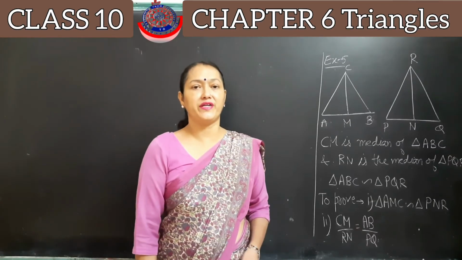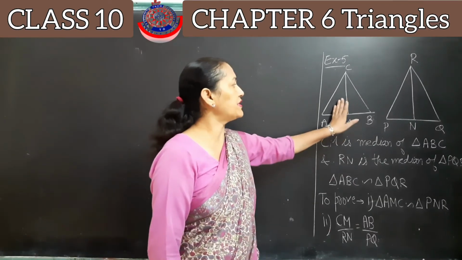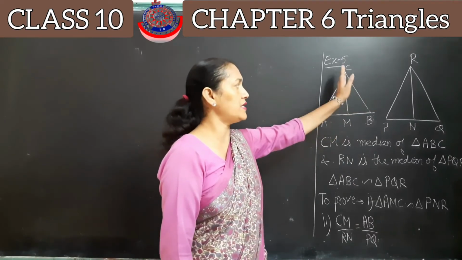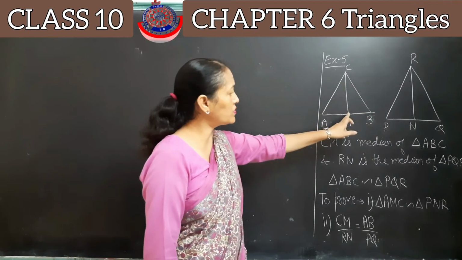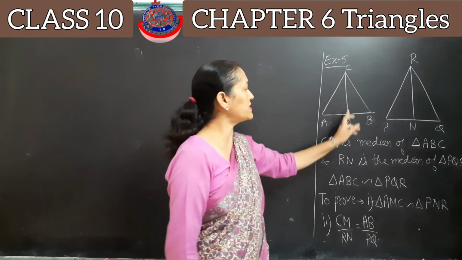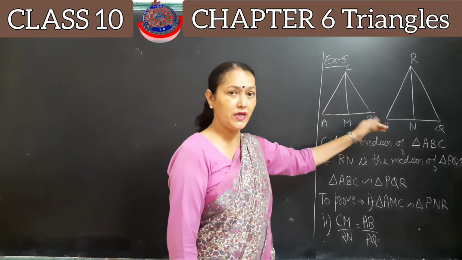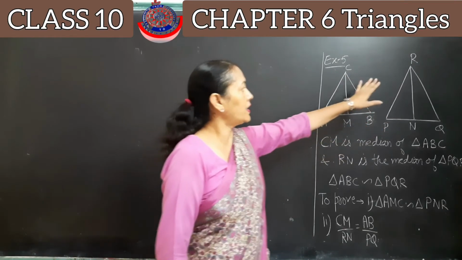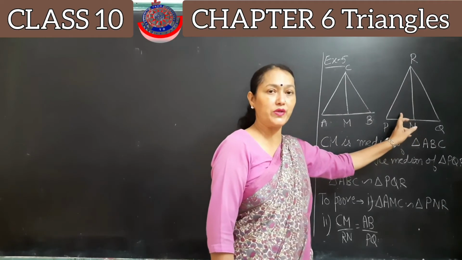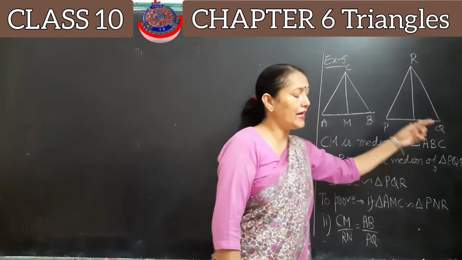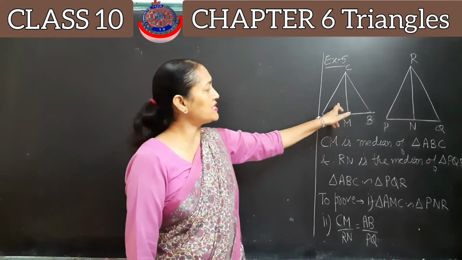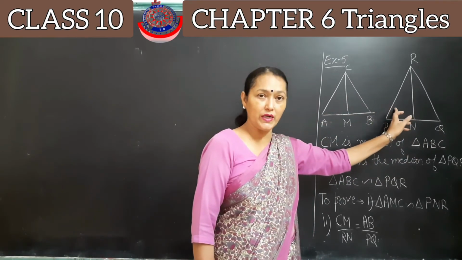Next example I have taken, where they have given us two triangles ABC and PQR. They have drawn medians of triangles. CM is the median of triangle ABC on the base AB, and RN is the median of triangle PQR for base PQ. And they have given us that triangle ABC is similar to PQR.